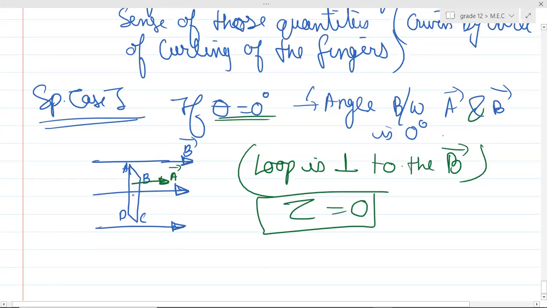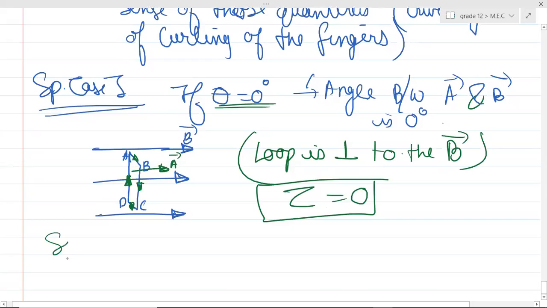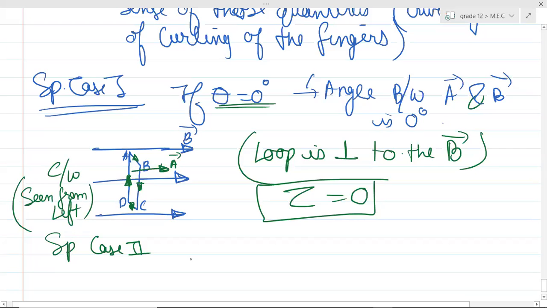What shall be the direction of current for the area vector to point in this direction? The current should go like this. Anti-clockwise as seen from right, and clockwise as seen from left. Yes or no? Special case 2 is homework for you people.